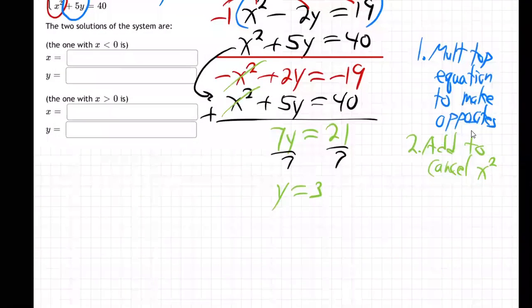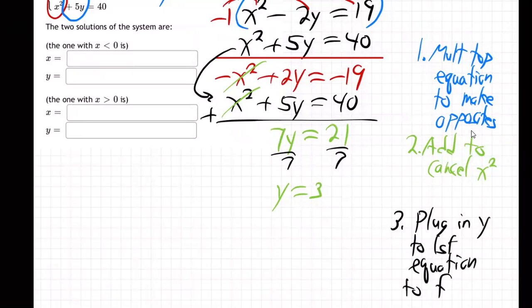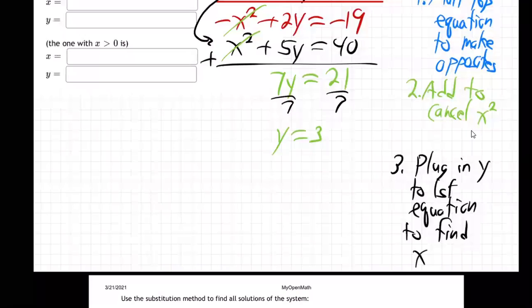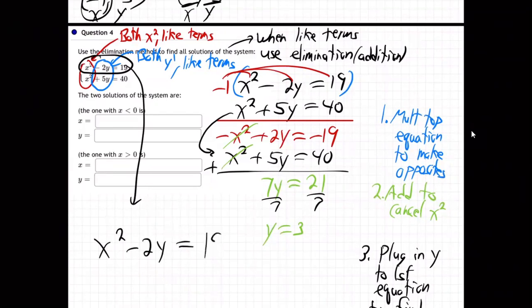So y equals 3. And now step 3, plug in y to the first equation to find the x values. So what I'm going to do now is I'm going to take that y equals 3. I'm going to grab the first equation. I'll bring it over here. x squared minus 2y is 19. And I'm going to plug in y equals 3 right there.